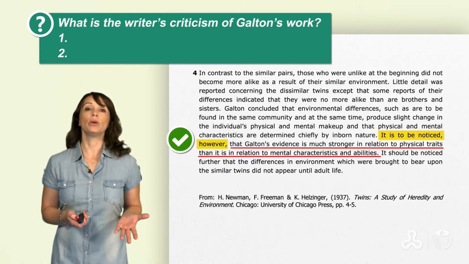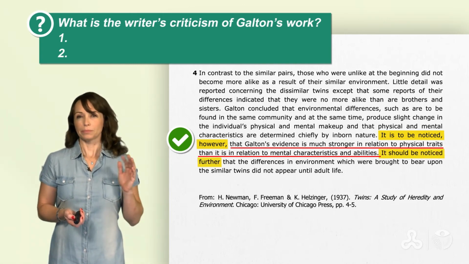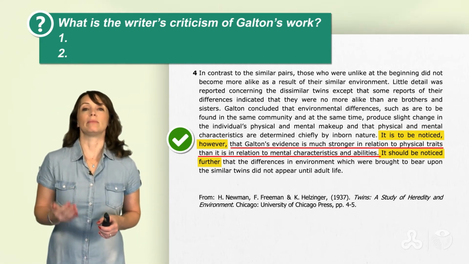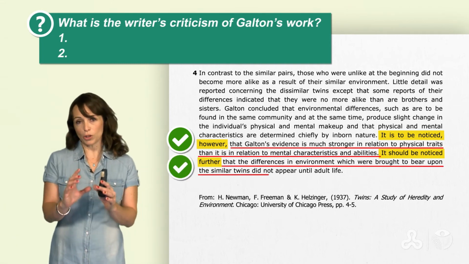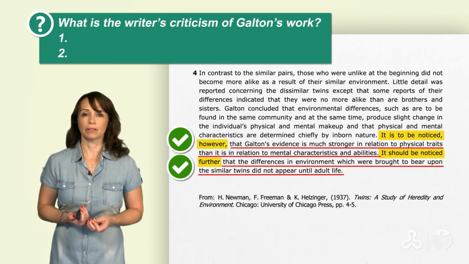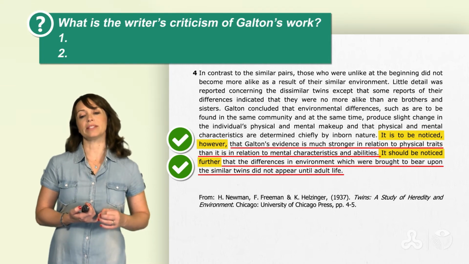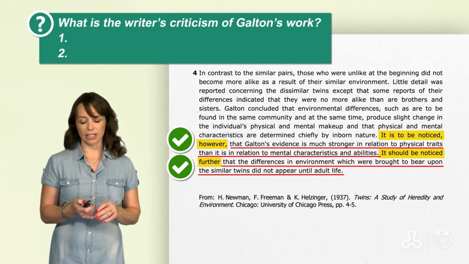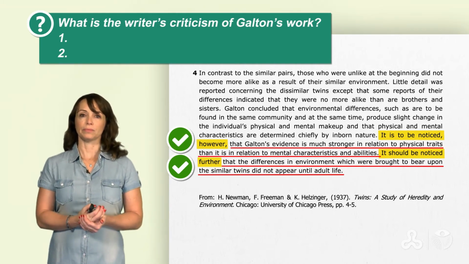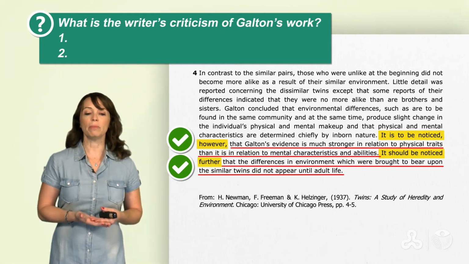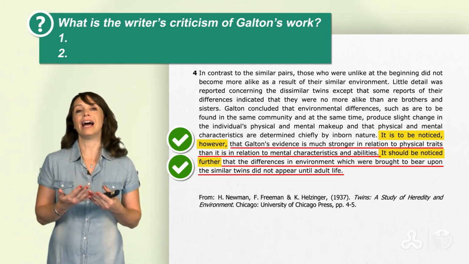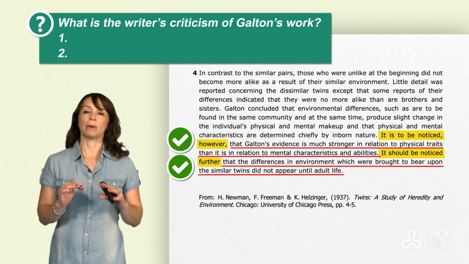And then the writers continue with, it should be noticed further, כן? יתרה מכך, צריך גם לשים לב. אוקיי? צריך לשים לב למה? זו כמובן עוד פעם מילים של ביקורת. That the differences in environment which were brought to bear upon the similar twins did not appear until adult life. So what they're saying here is that the influence of the environment on twins only manifested, רק התגלה, when the twins were older, כשהם היו מבוגרים יותר.